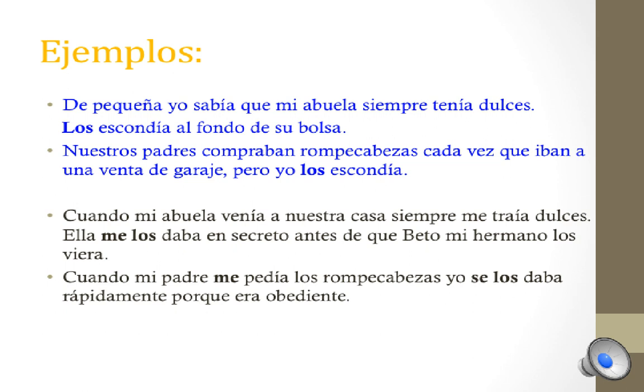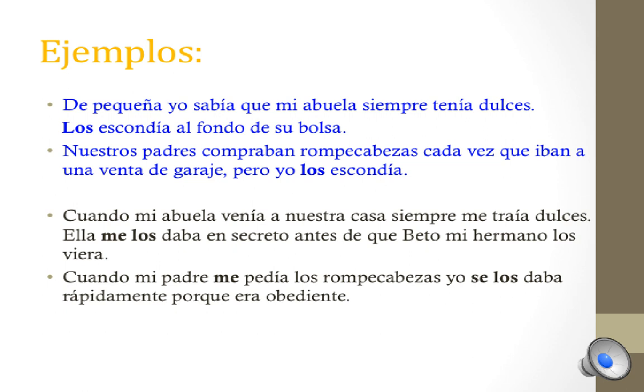Other examples. Cuando mi abuela venía a nuestra casa, siempre me traía dulces. Ella me los daba en secreto antes de que Beto, mi hermano, los viera. In this sentence, I said that she brought me candy each time she came to the house. She brought them especially for me, so me traía dulces. Now I also replace los dulces in the second sentence with los. So the sentence reads, ella me los daba en secreto. She gave them to me.